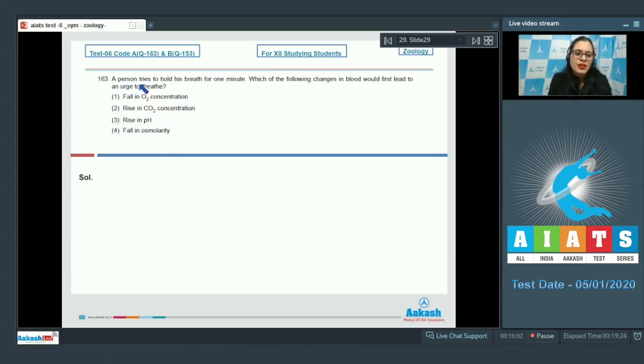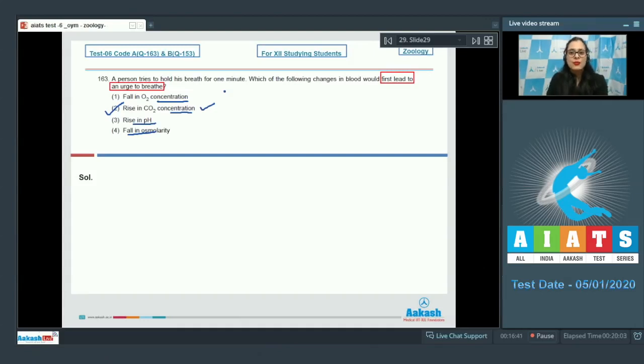Question number 163. A person tries to hold his breath for 1 minute. Which of the following changes in blood would first lead to an urge to breathe? The options given are fall in oxygen concentration, rise in carbon dioxide concentration, rise in pH, that means alkaline pH, and the last option is fall in osmolarity. And the correct answer to this question is option number 2, rise in carbon dioxide concentration.